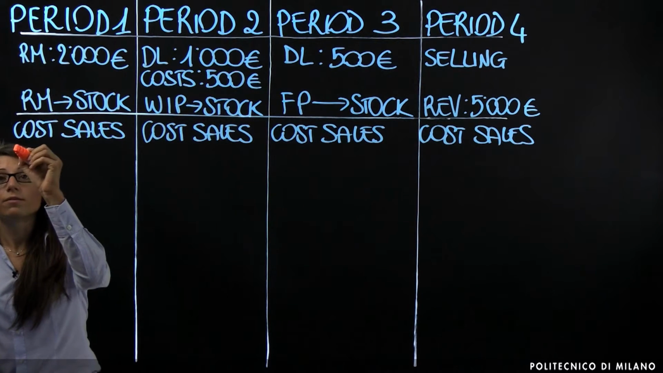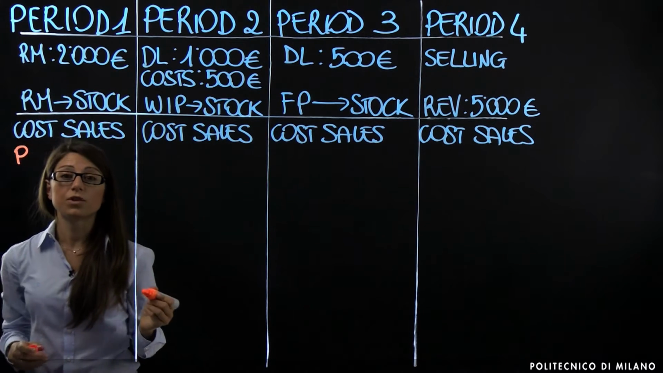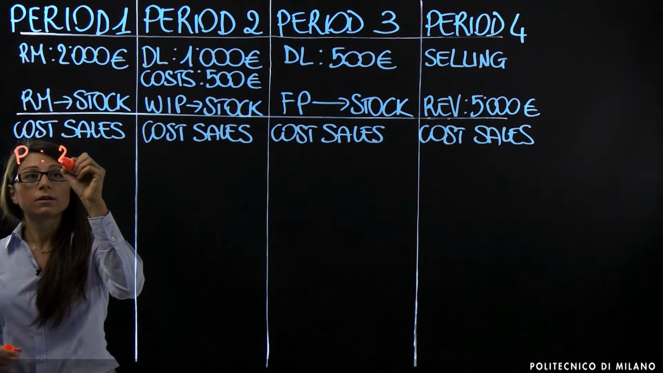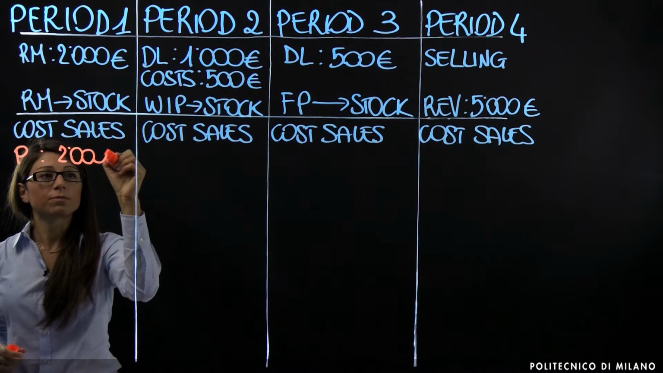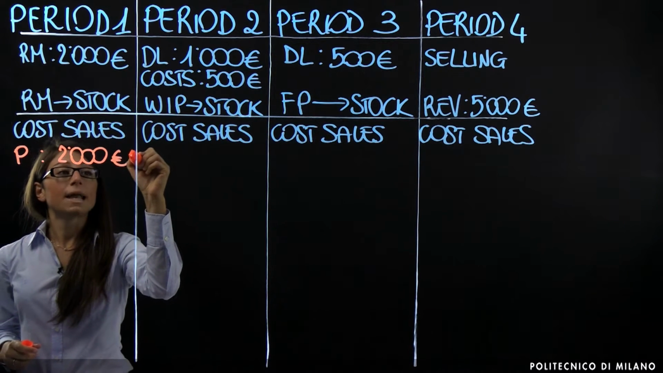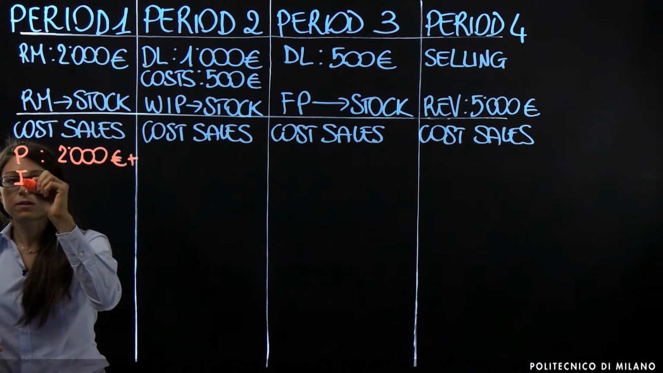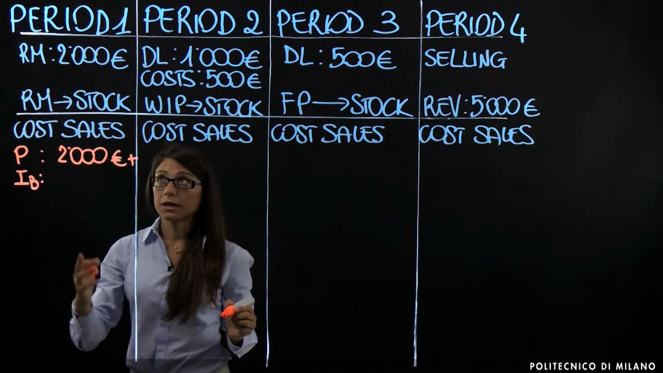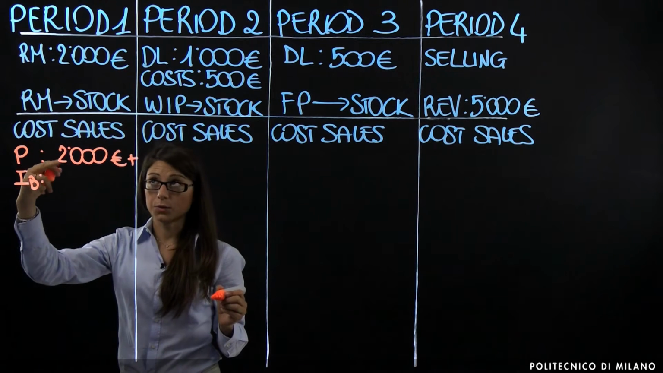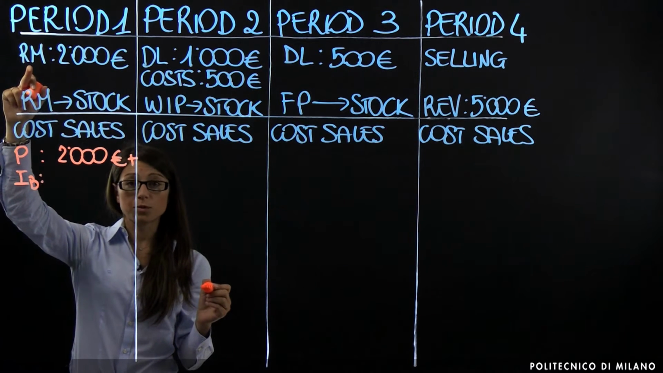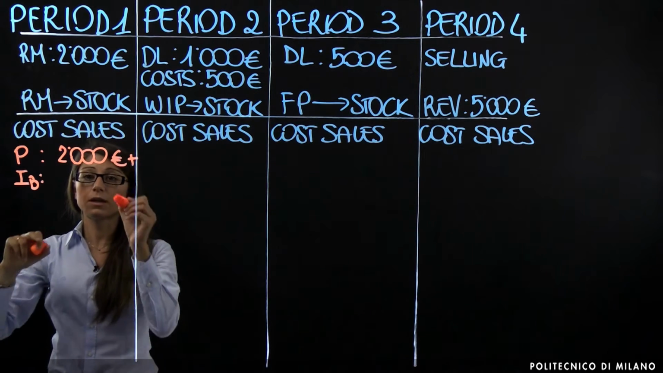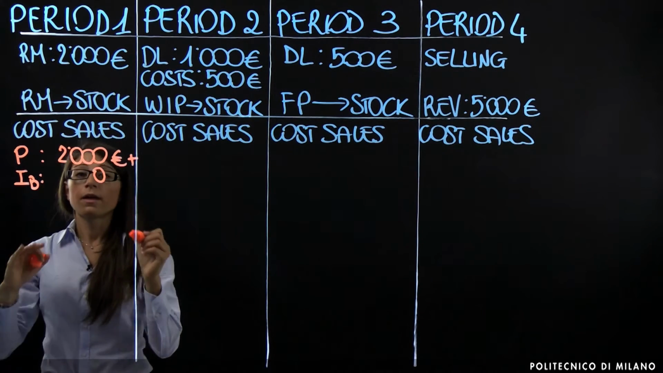Now let's apply the formula. The formula says we need to calculate the purchases of the year. What's the value of the purchases of the year? It is exactly 2,000 euros, plus the inventories at the beginning of the period. What's the value of the inventories at the beginning of the period? If we look at the data, the company just purchases raw material, but we do not have an initial inventory. So the inventories at the beginning of the period are zero.